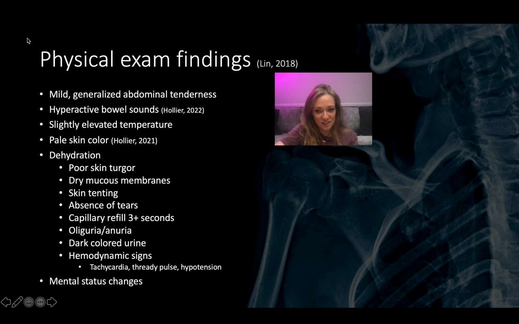The consistent fluid losses associated with vomiting and diarrhea may lead to varying degrees of dehydration. A thorough physical exam is necessary to assist in assessing the severity of dehydration and resultant treatment. Severe dehydration will exhibit poor skin turgor, dry mucous membranes, skin tenting, absence of tears, capillary refill of 3 seconds or more, oliguria or anuria, maybe dark-colored urine, and hemodynamic signs of dehydration include tachycardia, a weak pulse, and hypotension. Elderly patients additionally may present with mental status changes related to alterations in circulation.